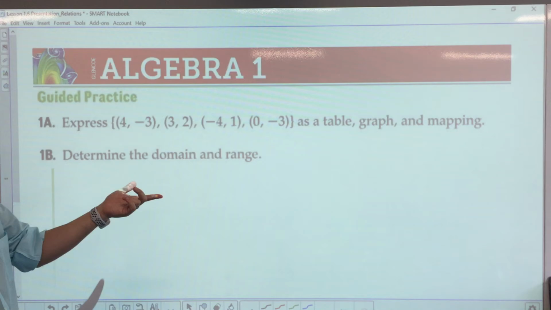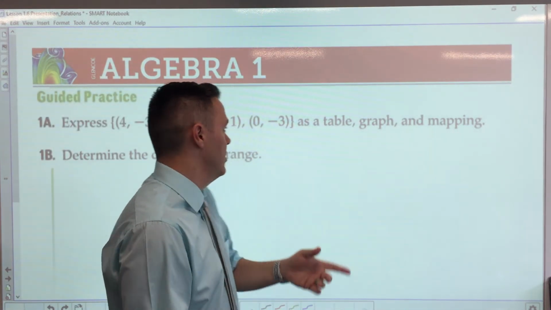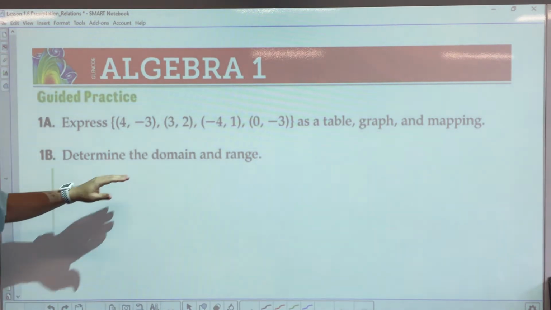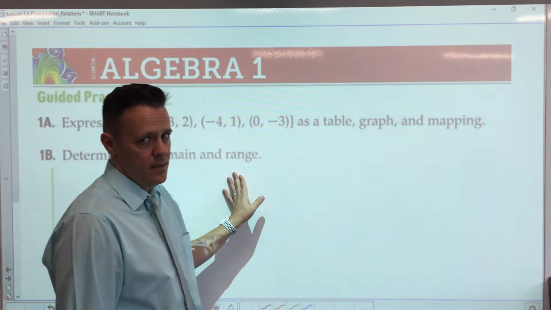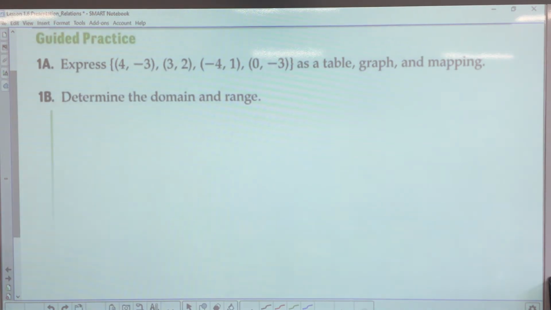All right, now it's your turn. I want you to create a table, a graph, and a mapping for these points, and then determine the domain and the range. Try to do this on your own, ladies and gentlemen. And then when I come back, we'll go from there.